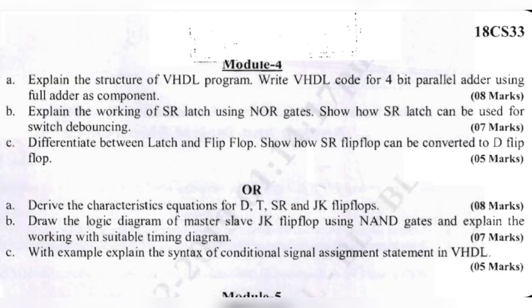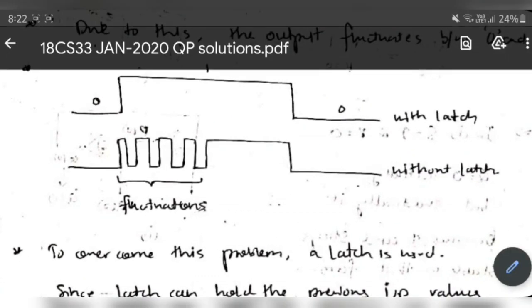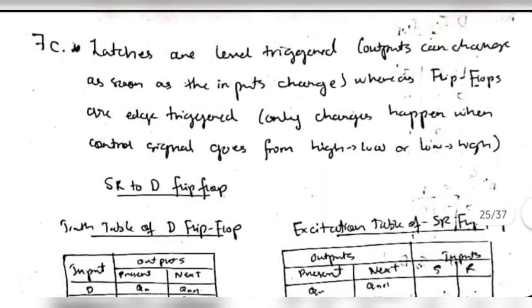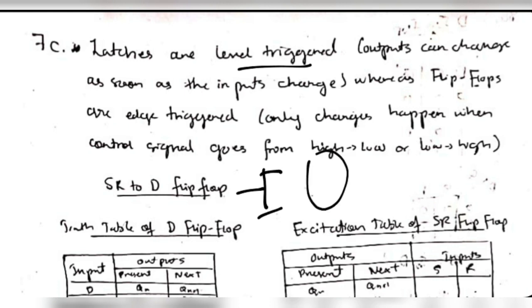In the next question, we have been asked to differentiate between a latch and a flip-flop, and show how an SR flip-flop can be converted into a D flip-flop. So let's see the first one. The difference between latch and flip-flop is very simple. Latches are level triggered, meaning whenever a change happens on the input side, the change will be reflected on the output side. But in a flip-flop, the change will be reflected only when the clock goes high or low. It's edge triggered. When the clock is rising, the change will happen. When the clock is falling, it will not happen. That's the difference between latches and flip-flops.